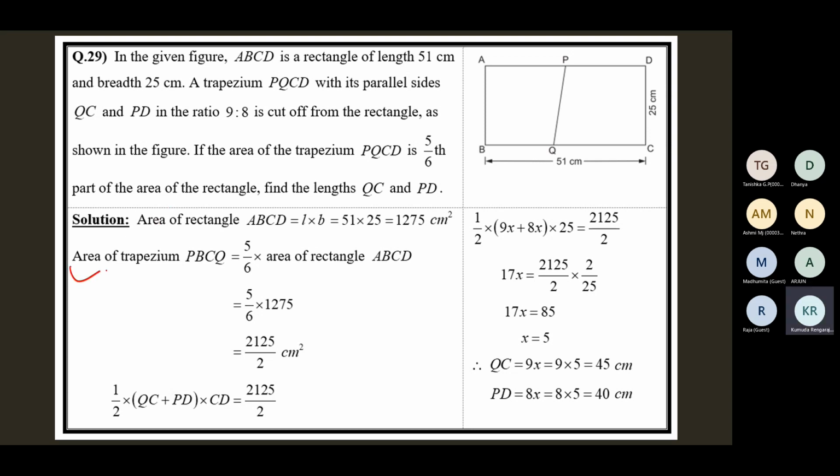So it's given that the area of the trapezium is 5/6 the area of the rectangle. On simplifying, you get 2125 by 2. This is the area of the trapezium PBCQ. But that's given by the formula: half the sum of the parallel sides, QC plus PD, into the distance between them, CD, is equal to 2125. Then substitute the values and find the value of X, and hence find whatever is asked, QC and PD.